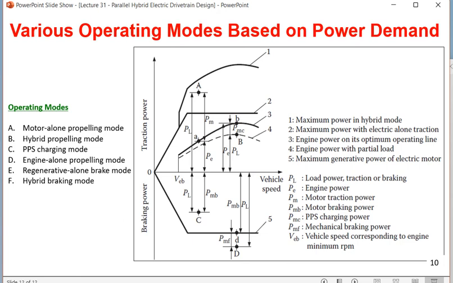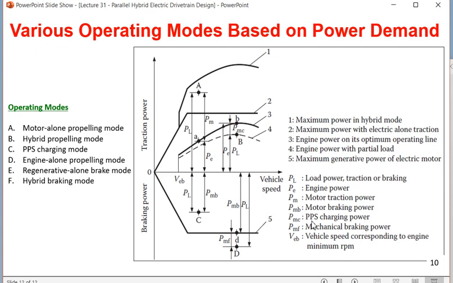And above thing, motor alone propelling, hybrid propelling. So this hybrid propelling mode, this was case number A. The hybrid propelling mode was case number A in case of the series hybrid. And engine alone propelling, it was not there in case of series hybrid. PPS charging mode was not there. Motor alone propelling, this might have been there. So we are finding that this is kind of similar to the series hybrid, and here you are finding there are mainly parameters 1, 2, 3, 4, 5.